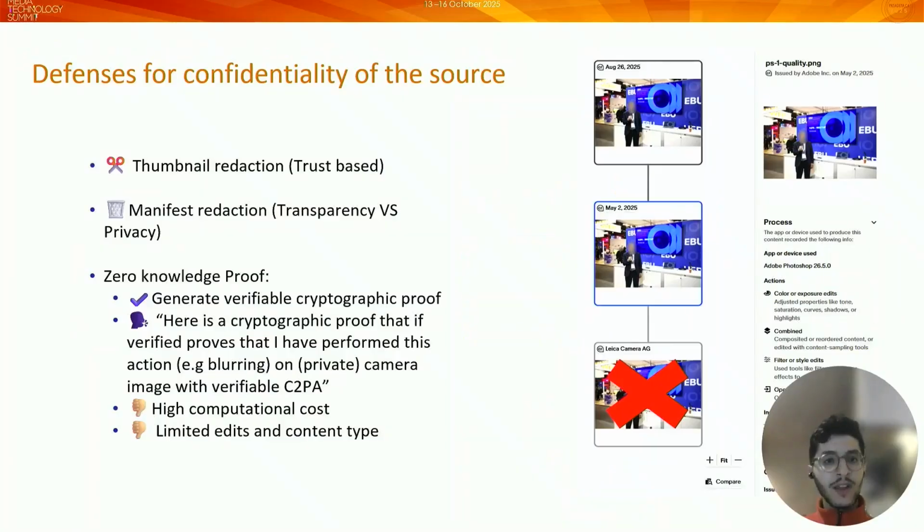Another defense is to remove the camera's manifest before publishing to protect the source privacy, but this weakens authenticity since users can no longer verify where the content came from. Another approach is to use zero-knowledge proofs, which can prove that an editor performed a specific action, for example blurring, on a private C2PA-signed camera image without revealing the camera's manifest or the original image. The trade-off is that zero-knowledge proofs are computationally expensive and currently only limited to certain edits and media types, which especially is a high cost for video and high-resolution imagery.